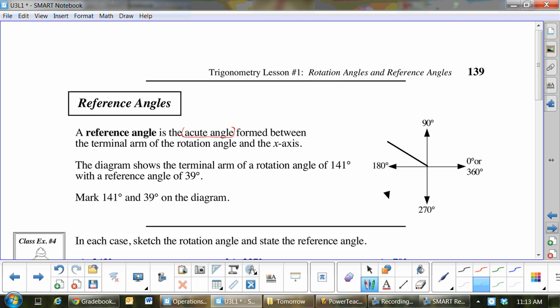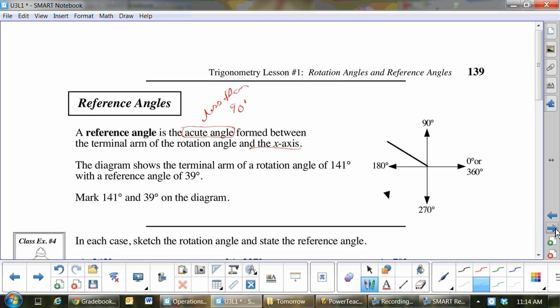It's an acute angle. What's acute? It's less than 90, right? Formed between the terminal arm. Terminal arm is like the second hand, right? That's going the opposite direction. It starts at 3. And the x-axis. So I want you to look at this diagram here.